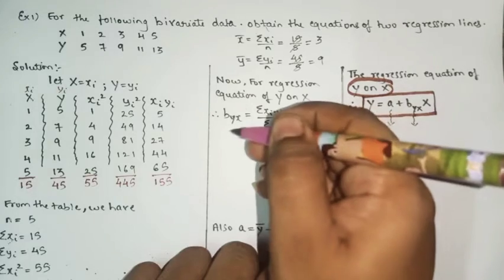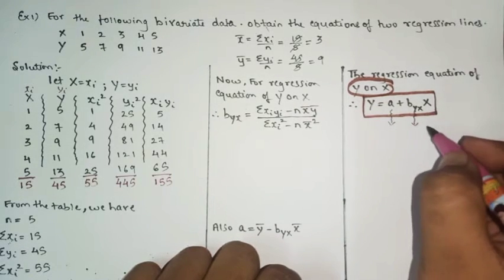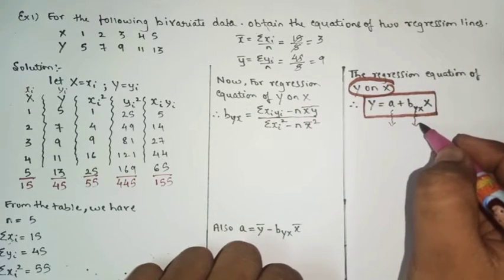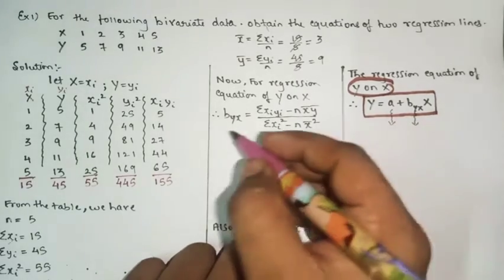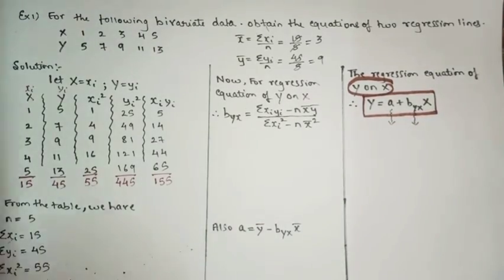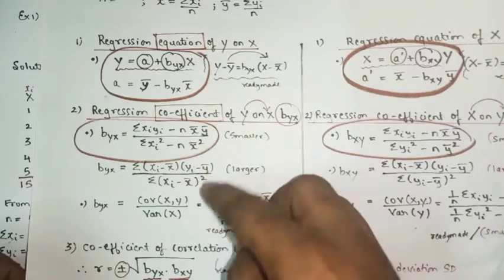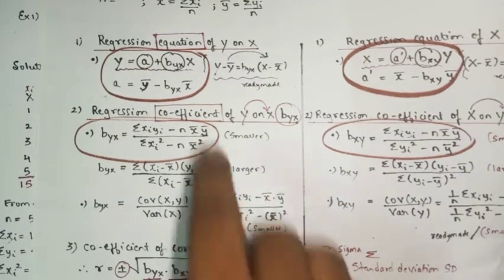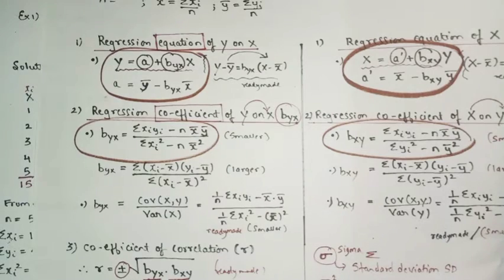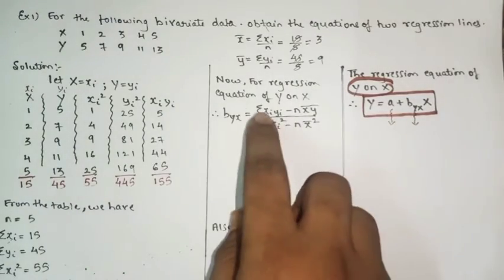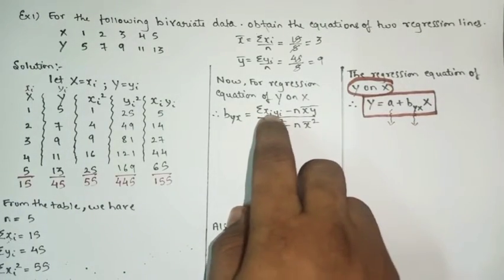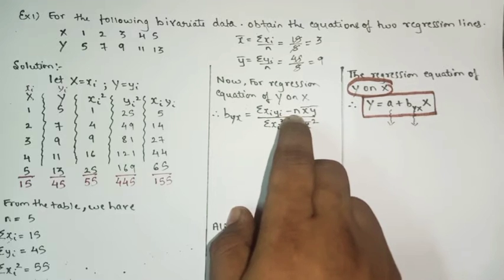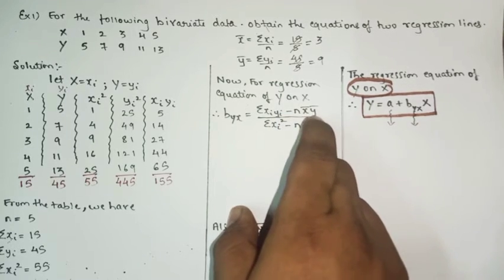So first we'll find byx. Here byx is known as the coefficient of regression. For byx, as we know, there are three formulas. While explaining, I told you to apply the first one for smaller values, and the second one for larger values. So we'll apply the first formula. The first formula is: total of xi yi minus n into x mean into y mean.